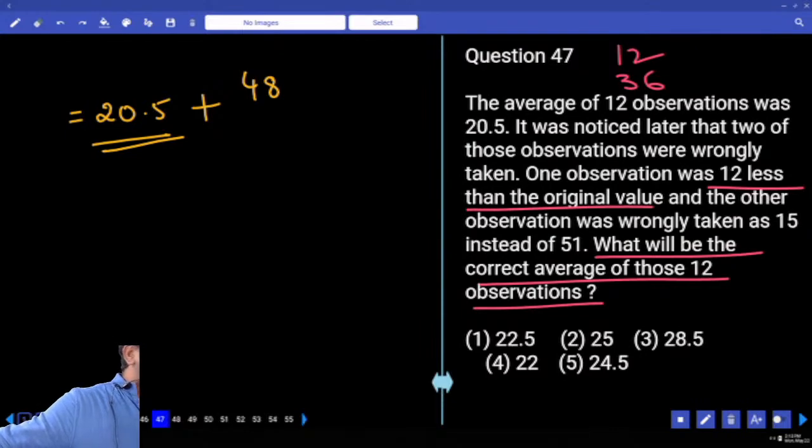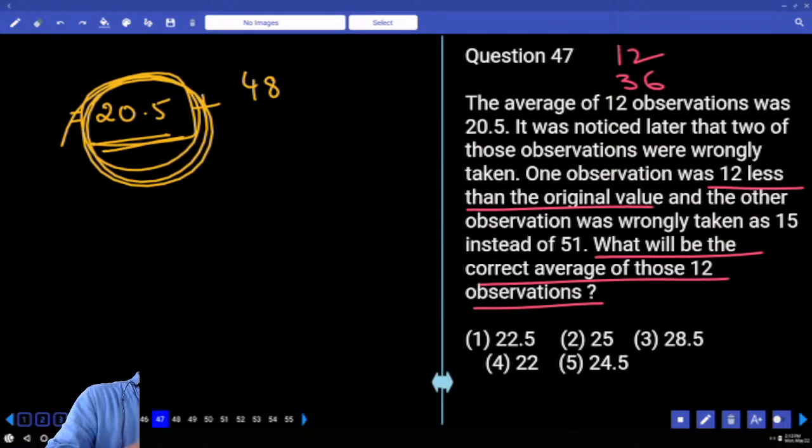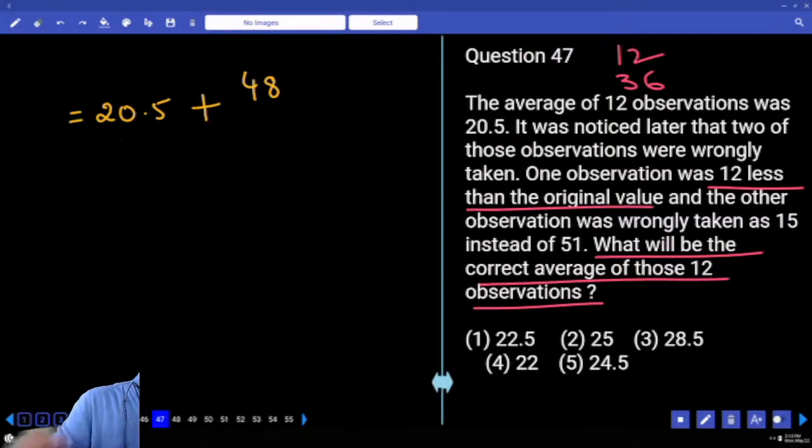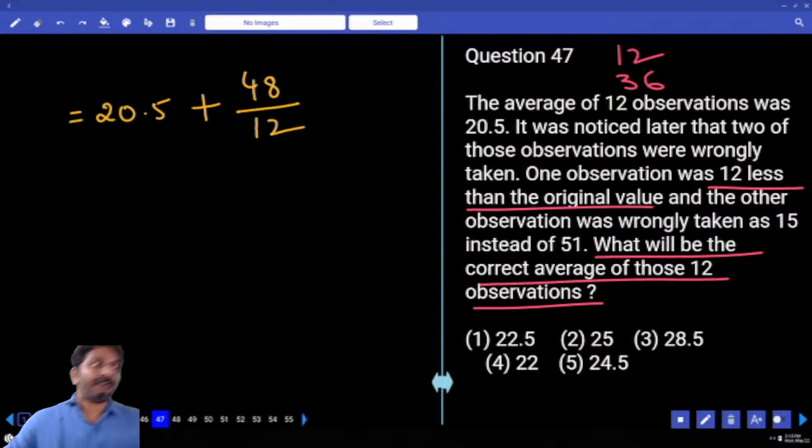What is 20.5? Now the final question is to identify the correct average of the 12 numbers only. So we are calculating the average for how many numbers? 12 numbers, and the initial average is 20.5. To the average we can add an average, from the average we can subtract an average. But is 48 an average? No, it's just a number. So do we need to convert it into an average? Average of 12 numbers, so 48 by 12 is 4. 20.5 plus 4 is 24.5. Fifth option is final.